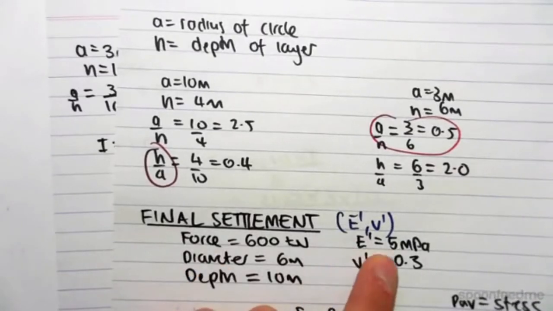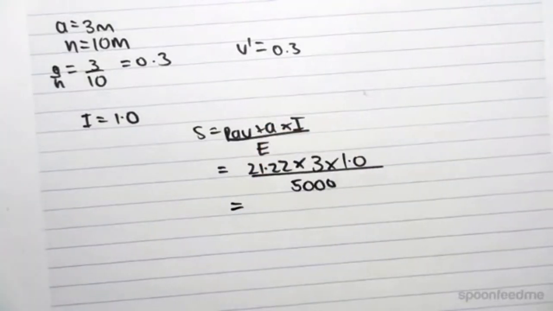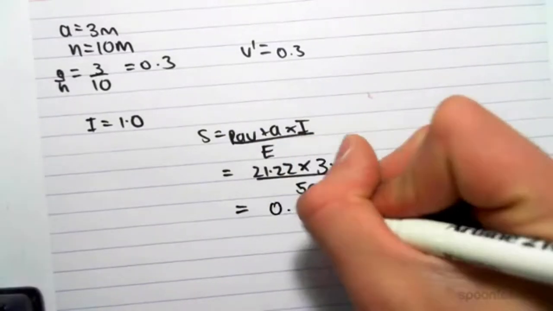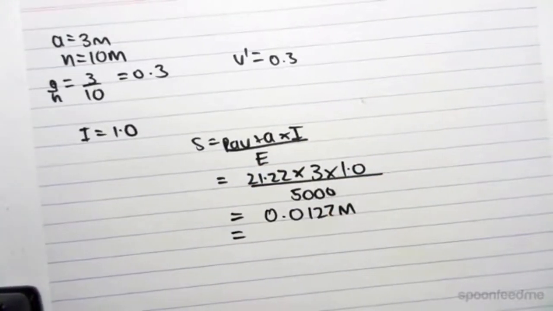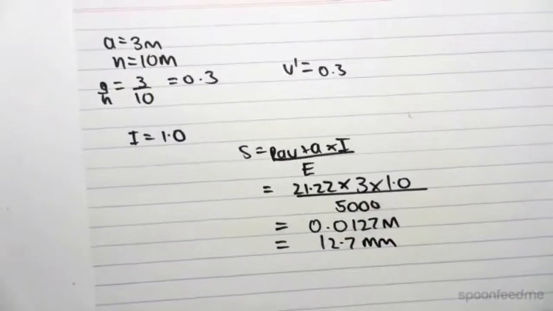So E dash is given to us as 5 MPa. Just being consistent in units, that's 5,000. So we can go and work this out. We get 21.22 by 3 by 1 divided by 5,000, which is 0.0127 meters, which is 12.7 millimeters. So that's how you would find the final settlement.